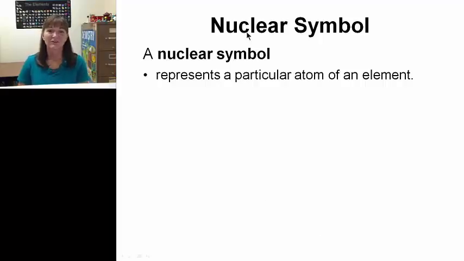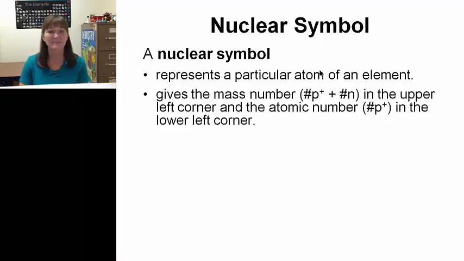Nuclear symbols. Now remember the atomic symbols, the symbols for the atom are what you find on the periodic table. It's either 1 letter or 2 letters. If I'm asking you for the nuclear symbol, I'm wanting a little bit more information. Mainly, what are we finding in the nucleus? So a nuclear symbol represents a particular atom of an element. It gives the mass number, which is the number of protons plus neutrons, so that you add up your protons and your neutrons, and that's the mass number. And they're going to put that mass number in the upper left-hand corner of the symbol. And then you put the atomic number, which is just the number of protons, in the lower left corner.